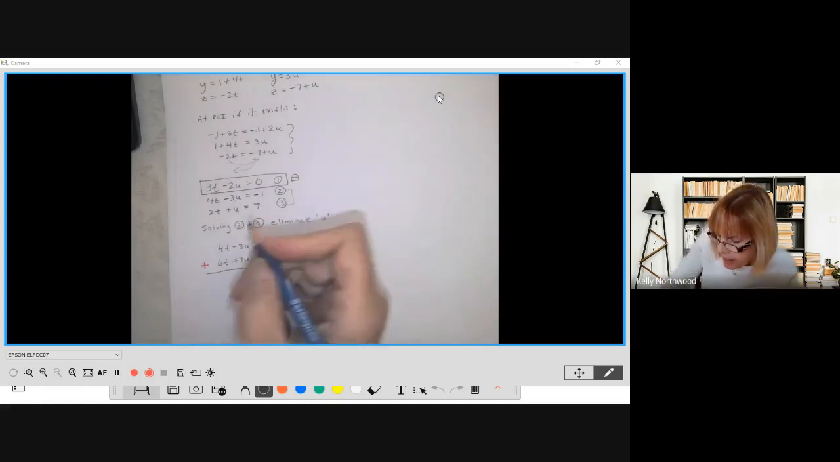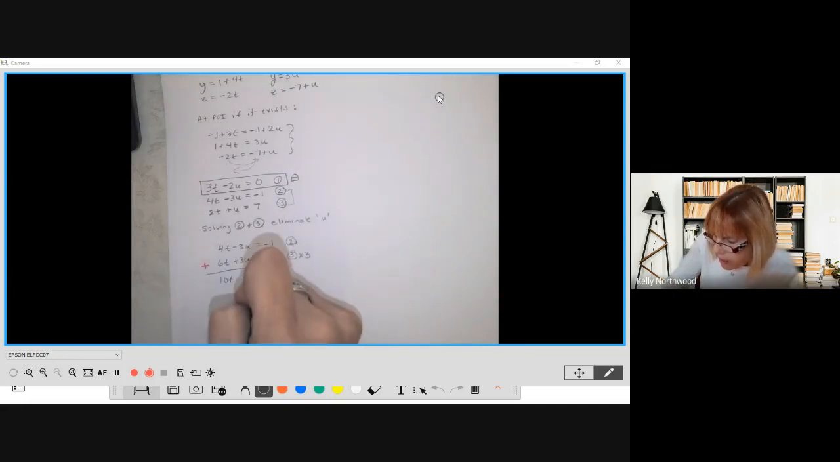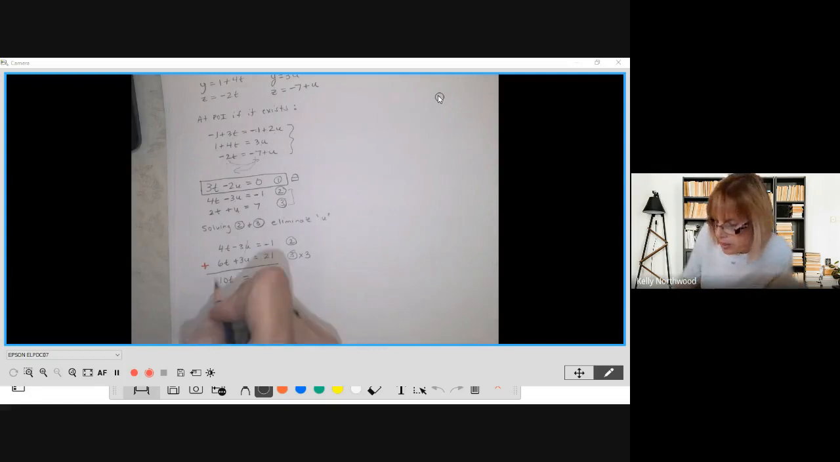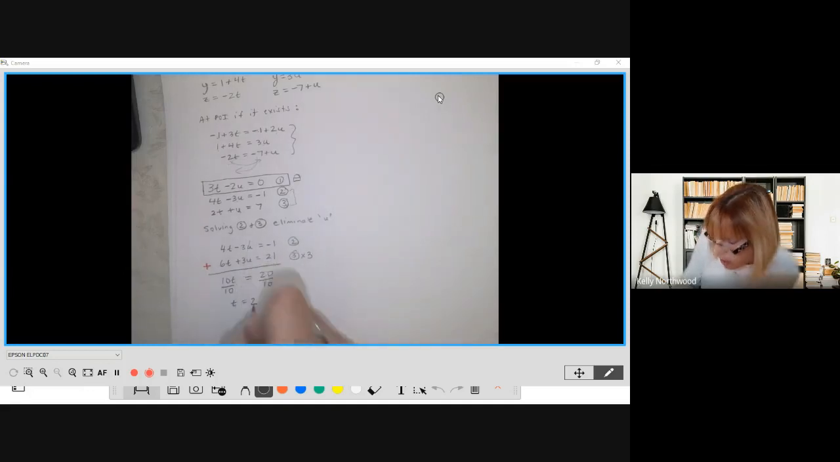So 4t plus 6t is 10t. Negative 3u plus 3u is 0. They're eliminated. Negative 1 plus 21 is 20. That works out nicely. Sometimes you will get fractions, but this worked out nicely, maybe because of the 2 that John chose. t equals 2 we got.